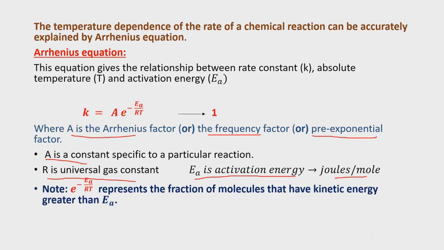Note: e power minus Ea by RT. This note is important, 3 points. e power minus Ea by RT represents the fraction of the molecules that have kinetic energy greater than Ea. So e power minus Ea by RT represents some fraction of the molecules which have kinetic energy more than the activation energy.